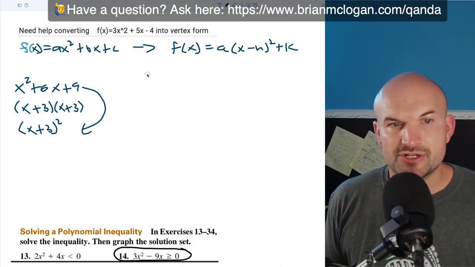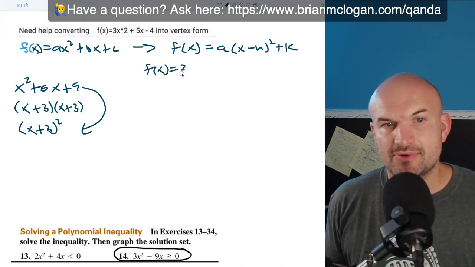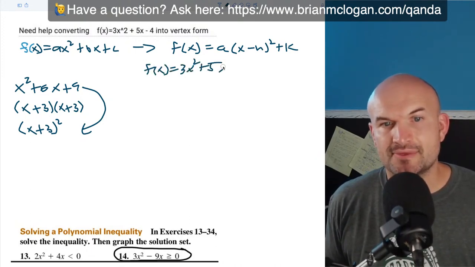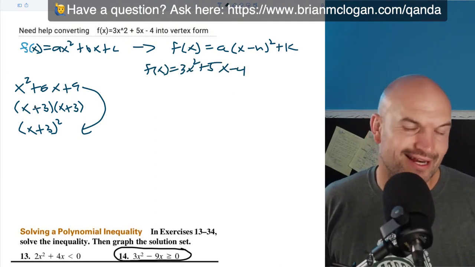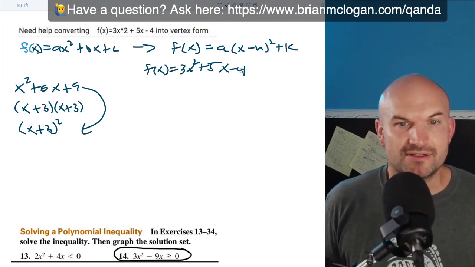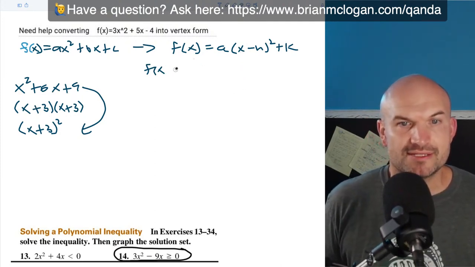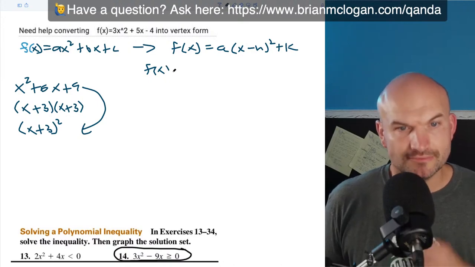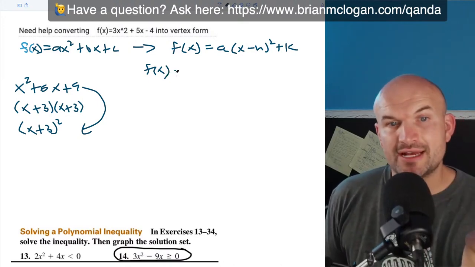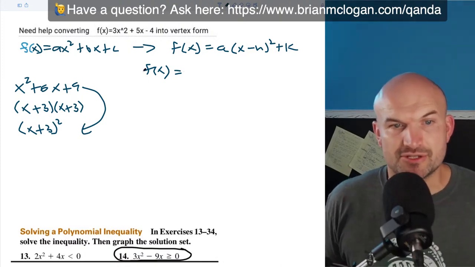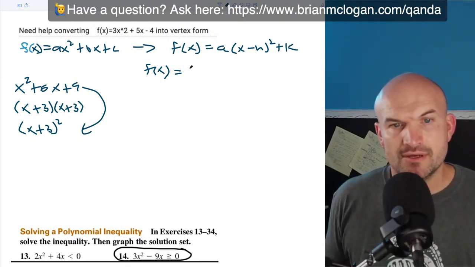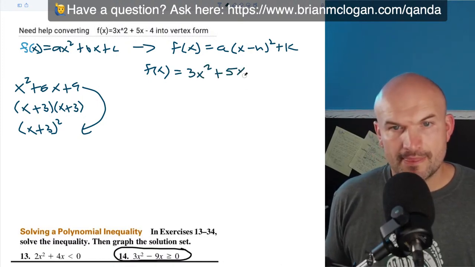So if you look at this equation, f of x equals 3x squared plus 5x minus 4. Is that the same thing as this? Is that a perfect square trinomial? Unfortunately, no. I wrote that really fast, so let me rewrite it a little bit slower, a little bit neater. So what we need to do is create a perfect square trinomial with that information. So I have f of x equals 3x squared plus 5x minus 4.